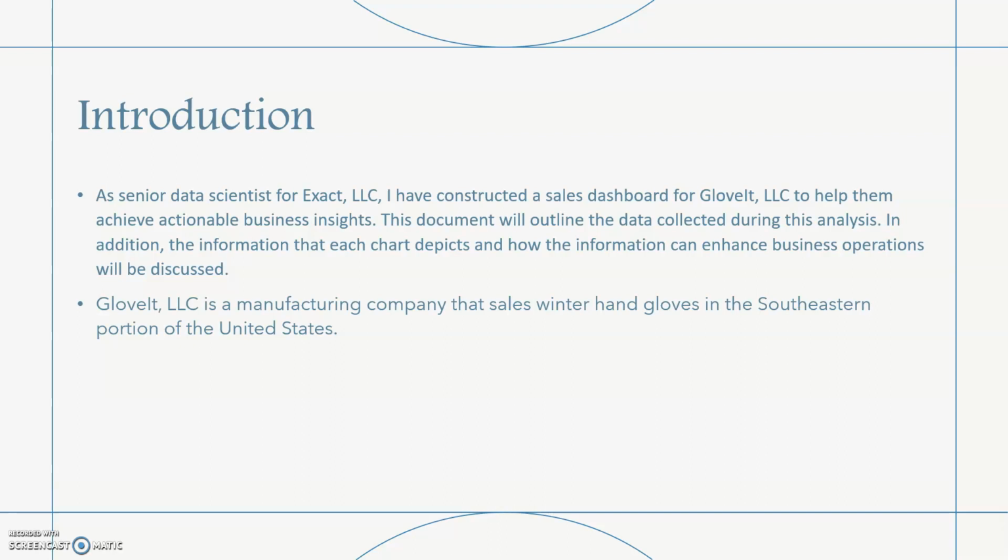The presentation that we're going to go over today is for Glovit LLC, and the purpose of it is to help them achieve actionable business insights. So what I did was I conducted a sales dashboard for Glovit that'll have different charts and visual aids to help depict the data and determine what kind of insights would help them with their business. The information in each chart will show that information, and we'll see how it can enhance business operations. Glovit LLC is a manufacturing company that sells winter hand gloves in the southeastern portion of the United States. So without further ado, let's get into the presentation.